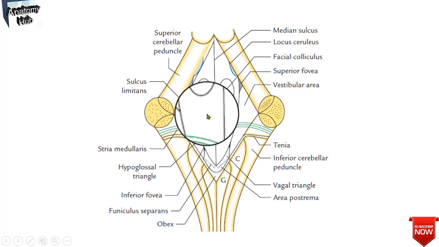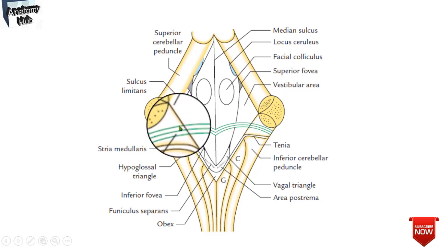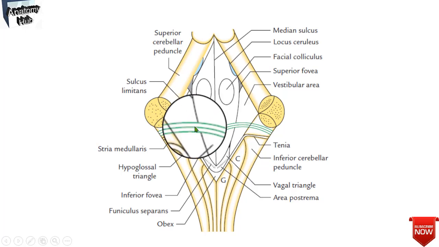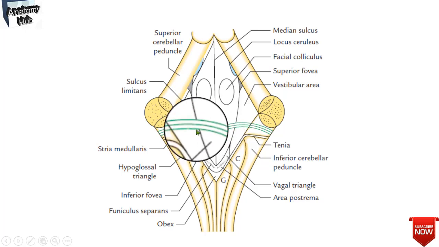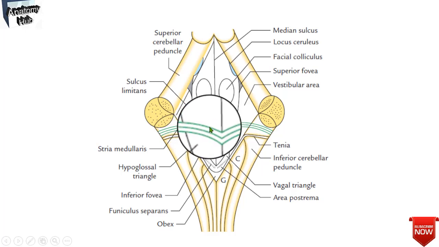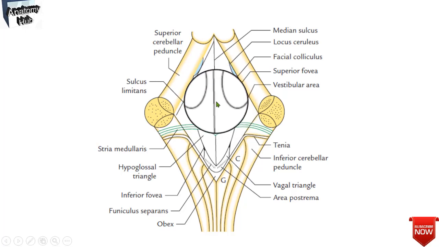The intermediate part that is prolonged laterally over the inferior cerebellar peduncle is the floor of the lateral recess. Its surface is marked by the presence of delicate bundles of transversely running fibers. These bundles of fibers are known as the stria medullaris. The entire floor is divided into right and left halves by a sulcus, which is known as the median sulcus.